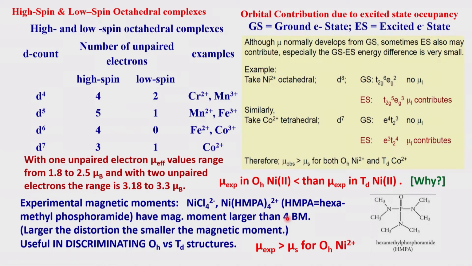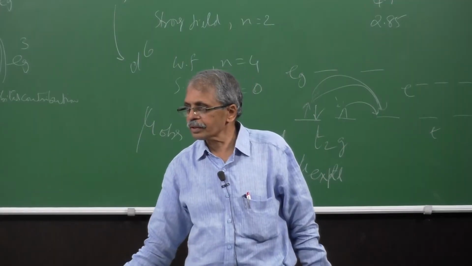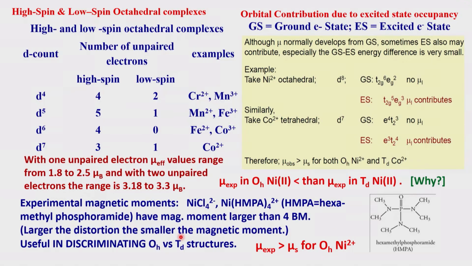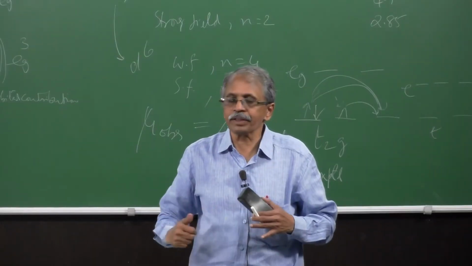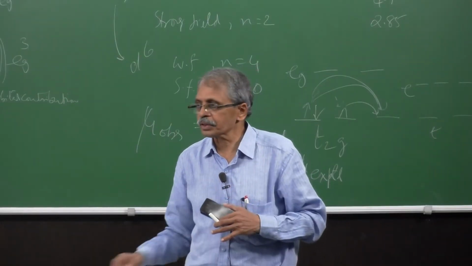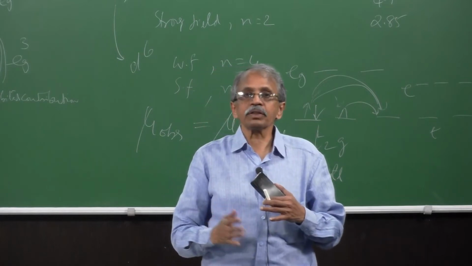So, the experimental moment for octahedral nickel 2 will always be less than for the tetrahedral. The reason is that in tetrahedral the gap is smaller, so you can have more and more excited state filling, all those kinds of things. So, sometimes even the ligand environment can influence your magnetic moment depending upon their distortions and other things. So, when you distort, what will happen?